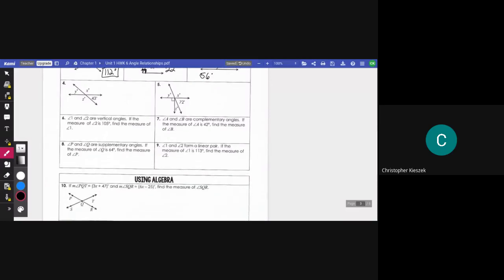So the other way that they could give you these problems is if they just tell you. So you just need to know what these words mean in order to determine what happens with these angles. So for number 6, for example, it says angle 1 and angle 2 are vertical angles. So what do you know about the two angles? They're congruent. So if angle 2 is 105, that means angle 1 also has to be 105 degrees. 7, if A and B are complementary, what do we know? We know the angles add up to 90. So to find angle B, we'll take 90 minus 42, and we're going to get 48 degrees.